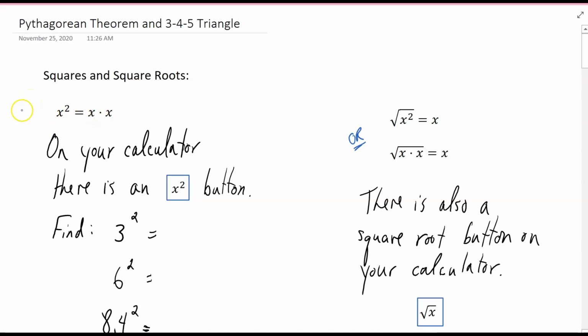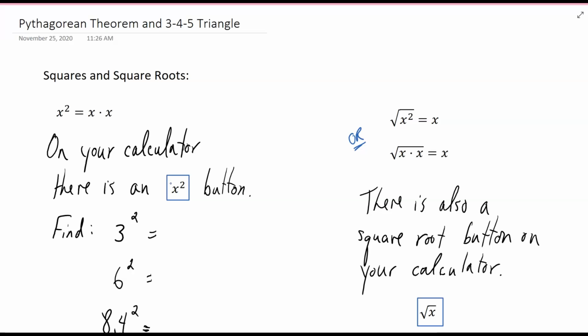And in order to do this more quickly, instead of the 3 times 3 on the calculator, there is a square button on your calculator. So if you want to pause the video and find that square button, that would be a good thing to do right now. What I would like you to do is try to use it.